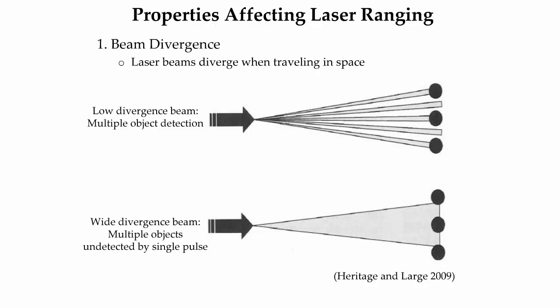In the figure, there are 3 objects for each type of laser beam. The low divergence laser beam can detect these multiple objects with multiple small spot sizes. The wide divergence beam cannot distinguish the multiple objects with the larger spot size.